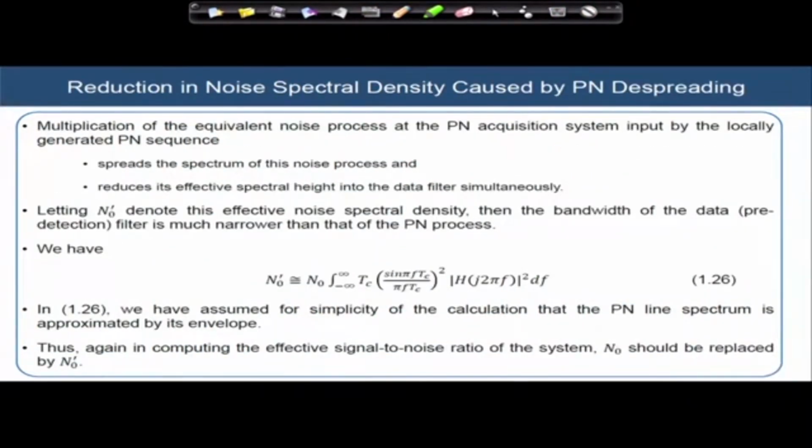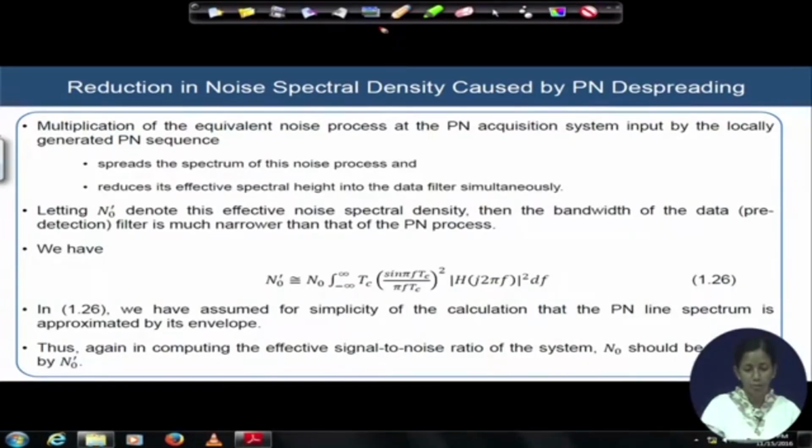The last effect is not only a reduction on the signal. So, the last two effects we discussed were about the reduction of the signal power. Remember, when we do the despreading process inside the receiver front end, the noise spectral density reduces, because the noise spectrum expands by the despreading process itself, and the spreading of the spectrum reduces the spectral height, and effectively it reduces the spectral density.